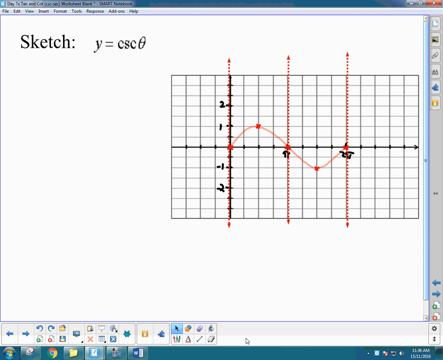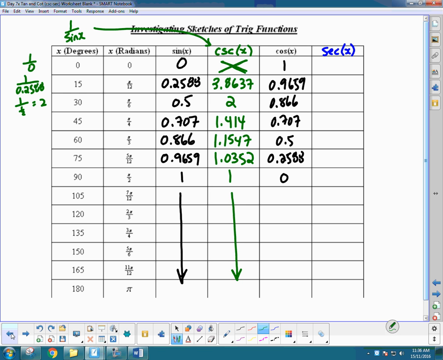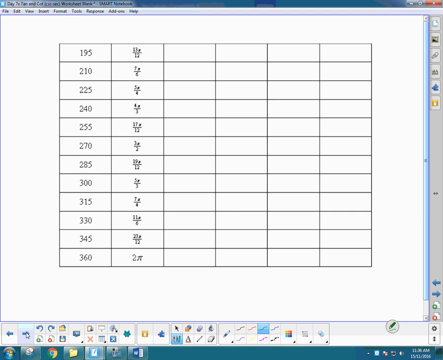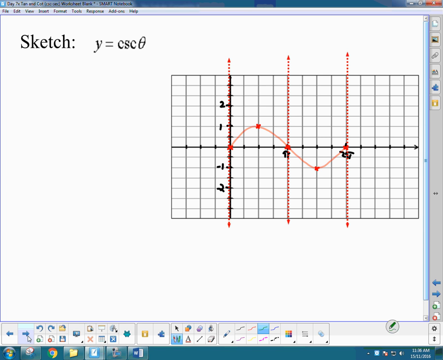Now I start sketching the rest of it, and again I can go back to my chart and say, well, at 15 degrees it's 3.86, so that's a little bit higher than my graph. Instead, I'm going to start at 30 degrees and 2. So 30 degrees and 2 is going to be, well, here's 180, here's 90, this is 45, so 30 degrees and 2 is roughly here.